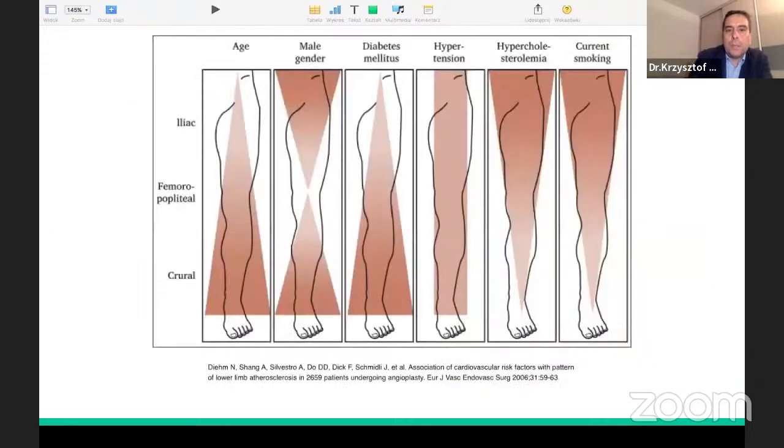So in general, considering the below-the-knee interventions, we have to remember about the risk factors we have. The most important are age, where disease is located mostly distally. Male gender also predisposes patients to have lesions more distally than in female. And also diabetes mellitus is one of the risk factors which are responsible for below-the-knee disease.